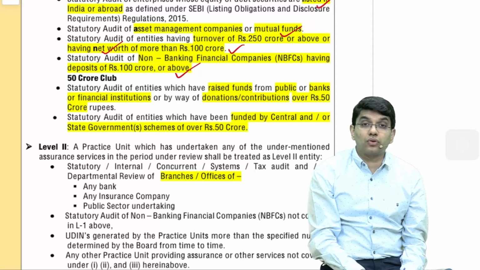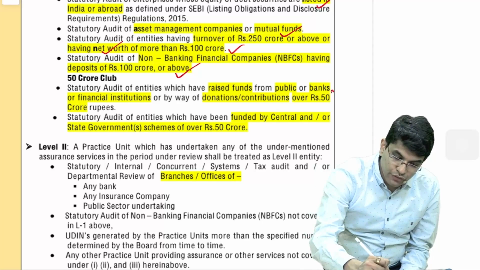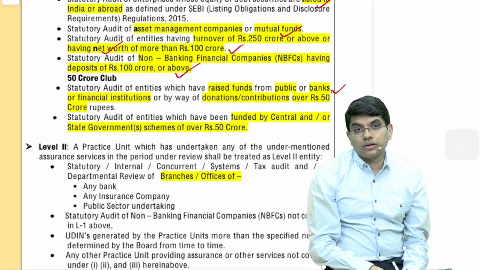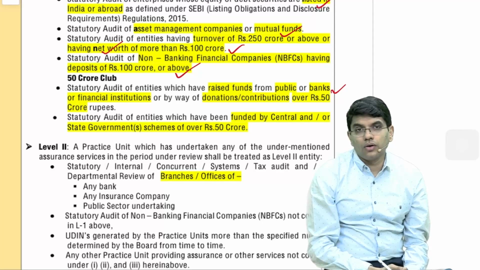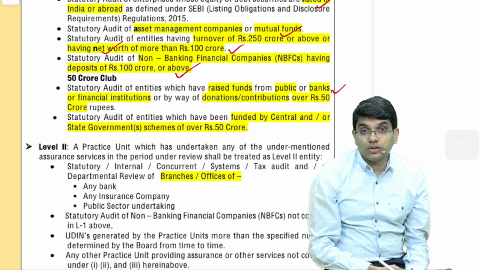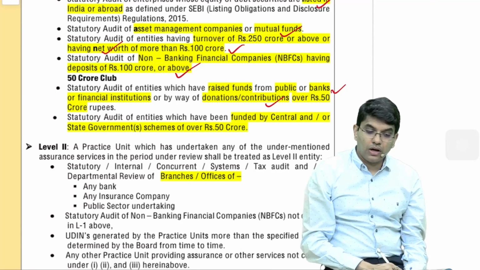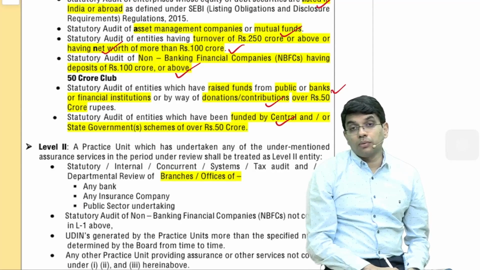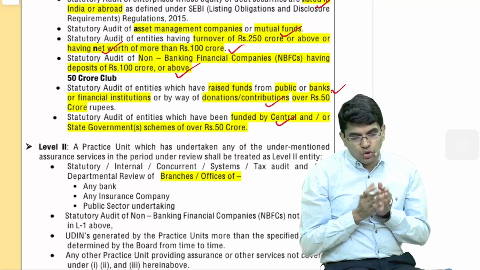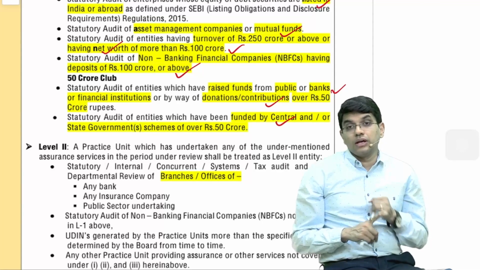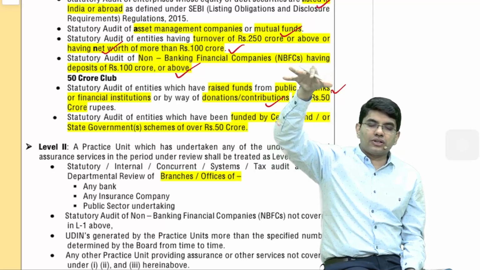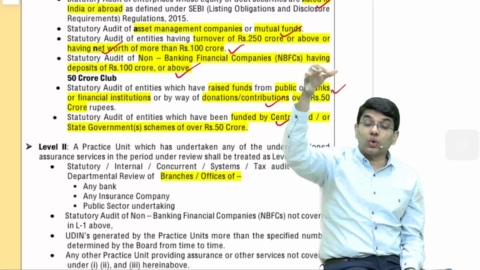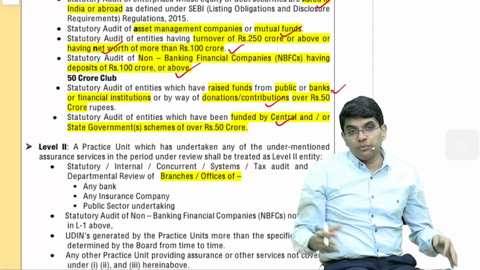If you're doing audit of the 50 crore club, people who have raised money from banks, financial institutions, over 50 crores, or they got donations or contributions above 50 crore, or they got central government, state government funding above 50 crores. So if they have raised more than 50 crores, either through central or state governments, or through banks, financial institutions, or through donations or charity. Correct? They will be level 1.